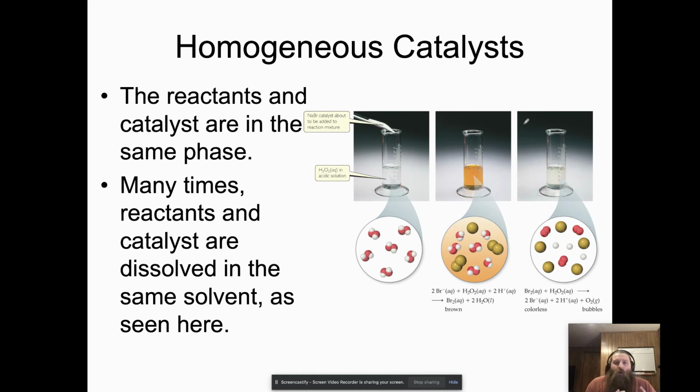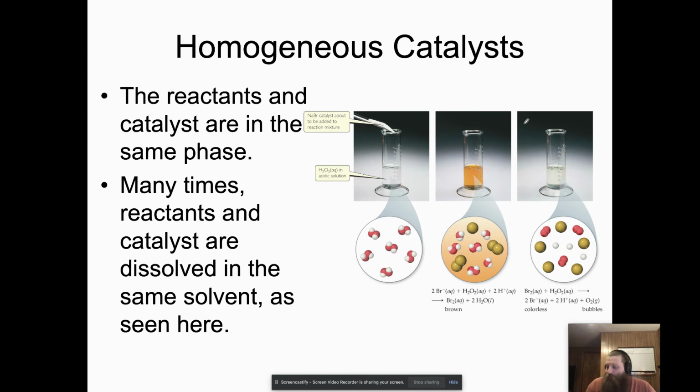Homogeneous catalysts are identified when the reactant and the catalyst are in the same phase. So, if you have two gases and one of the gases is acting as a catalyst, that would be a homogeneous catalyst. Now, sometimes we'll take the reactants and the catalyst and dissolve them in the same solvent. And that basically is the same phase, so to speak, right? They're both suspended in the same solution.